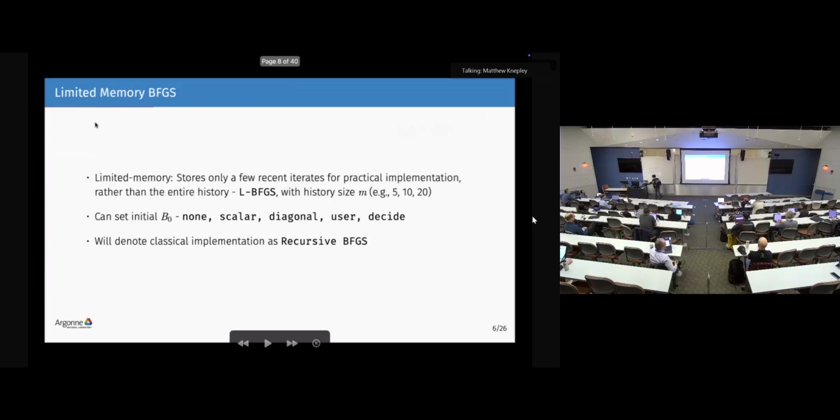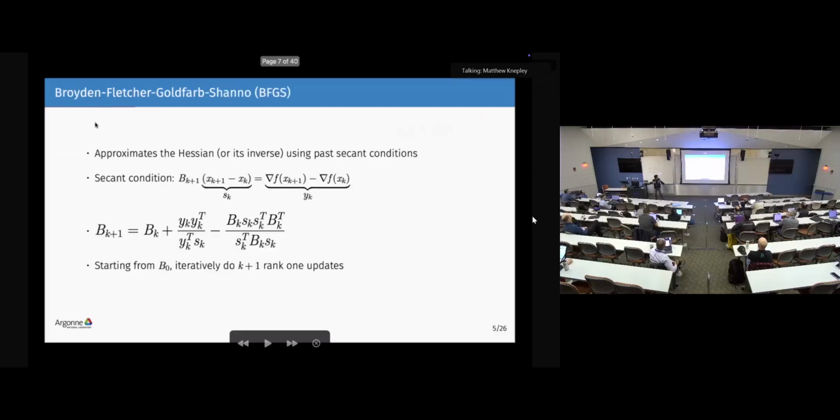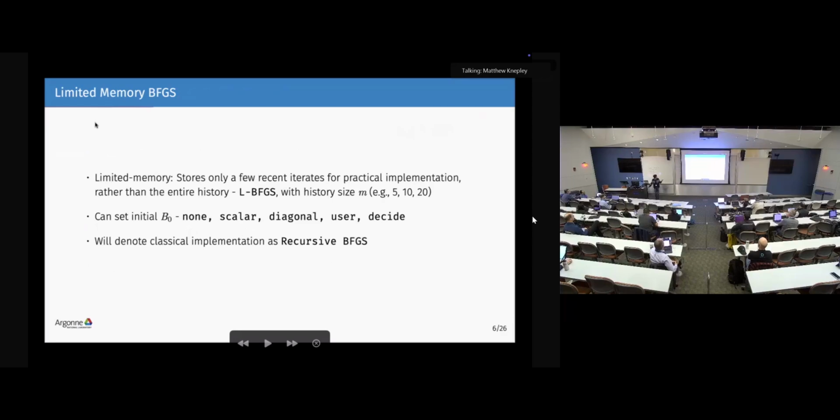So it'll be 2 rank 1 updates times K plus 1, starting from B0. But obviously, you don't necessarily want to use the full history, just like in SNES Anderson. Your memory would blow up, and empirically, a history size of 5 or 10, maybe 20, is good enough for most cases. So limited memory means that instead of going from B0 all the way to K plus 1, you have B0, but you only go back to K plus 1 minus M, where M is the history size.